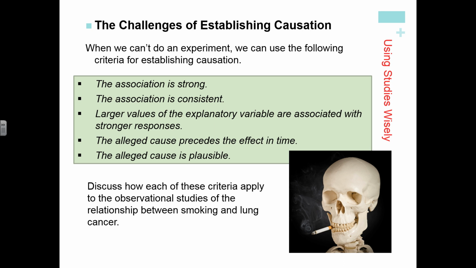Alright, and then if the cause that we're thinking it is, like smoking, whatever the cause is, precedes the effect in time, and if the cause, like smoking, is plausible, if we can believe that the smoking caused lung cancer, then we can usually say that one caused the other. So again, if we can't actually do an experiment to see if there's causation between the two variables, we have to rely on these other things.